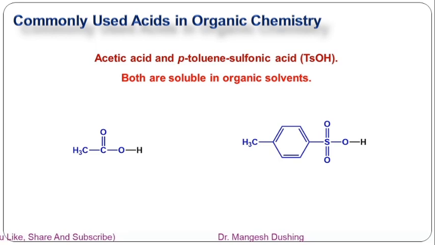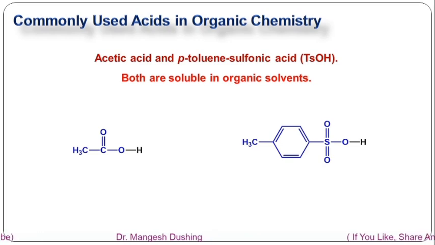So these are the two commonly used organic acids in organic chemistry. First is acetic acid and second is para-toluene sulfonic acid, that is TsOH. Both are soluble in organic solvents, both are polar molecules, both are acids, but which is the stronger acid? What do you think?